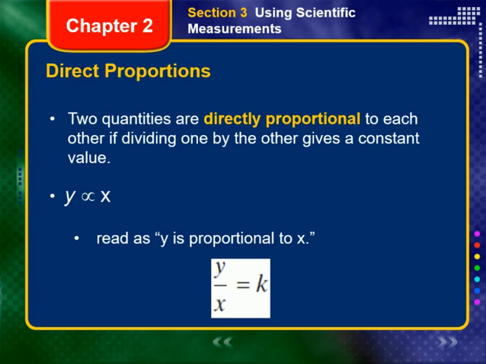Doubling the mass doubles the volume. Halving the mass halves the volume. When two variables, x and y, are directly proportional to each other, the relationship can be expressed as y α x, which is read as y is proportional to x. The general equation for a directly proportional relationship between two variables can also be written as shown on the screen here.